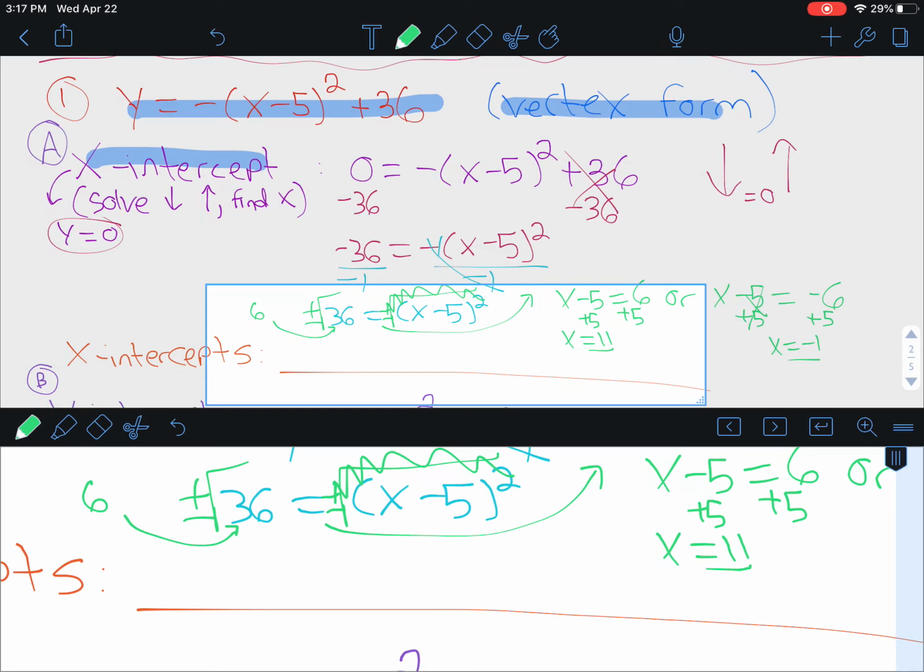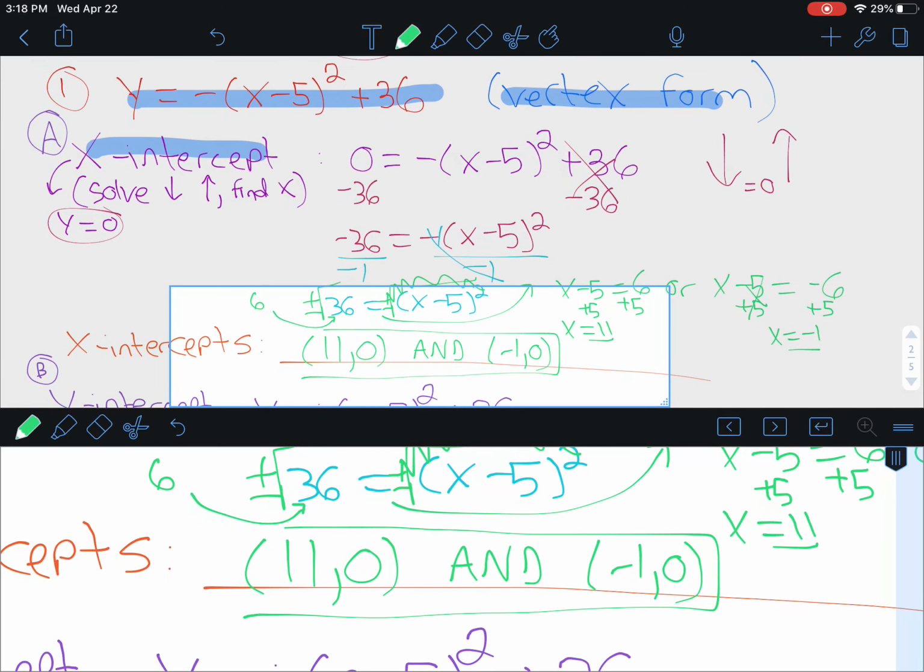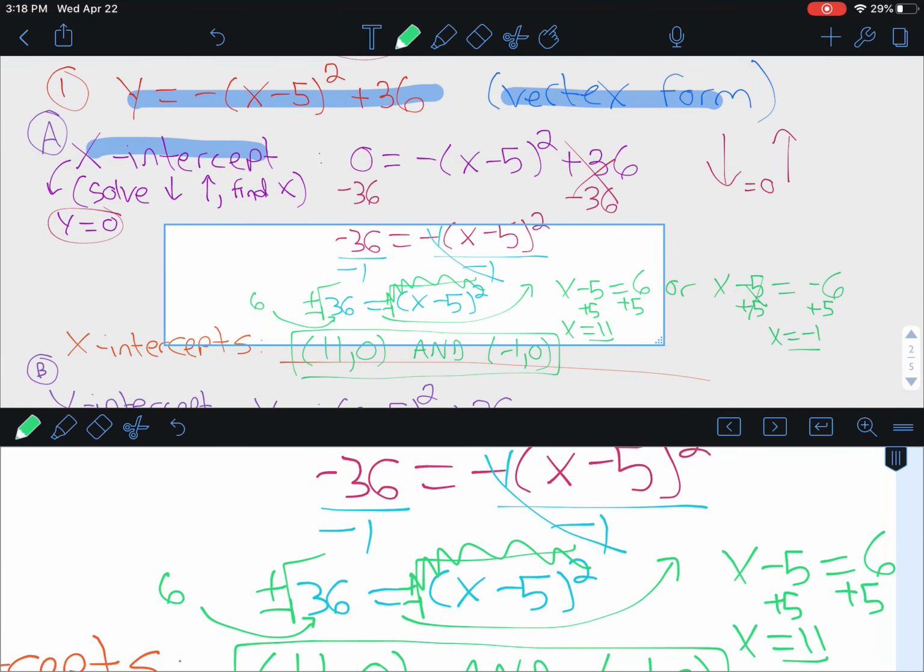Now, you're going to see me write them out. Since they're x-intercepts, I'm going to write them as ordered pairs. Remember, y is 0. So 11, 0, and -1, 0. Again, these are the x-intercepts for my vertex form equation. What you do is you just solve it traditionally.